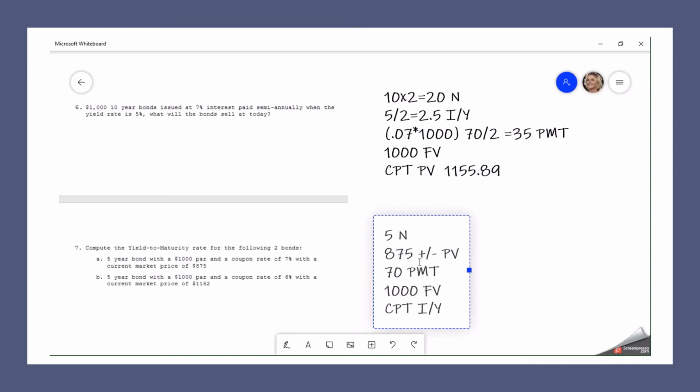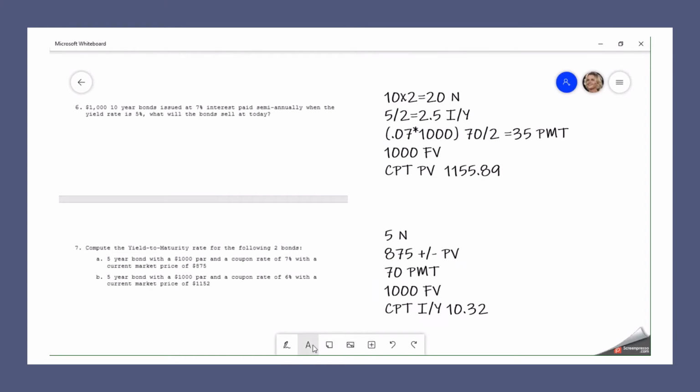So 5 is my N, 875 negative is my present value. 70 is my payment. $1,000 future value. And then compute the IY. And that gives me 10.32. So these bonds in this example are selling at a discount, which tells us that they must be paying a lower rate of interest than all the other bonds in the market. So it would make sense then that the IY of 10.32 is higher than the 7%.